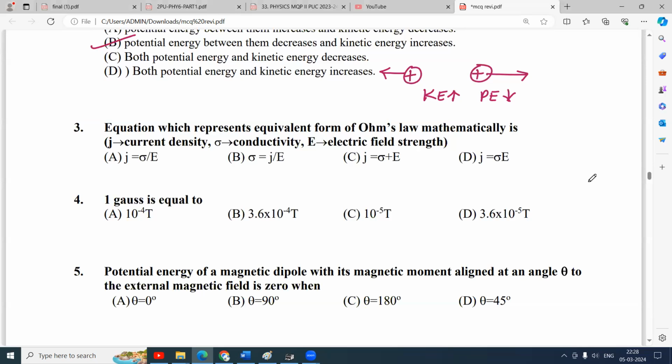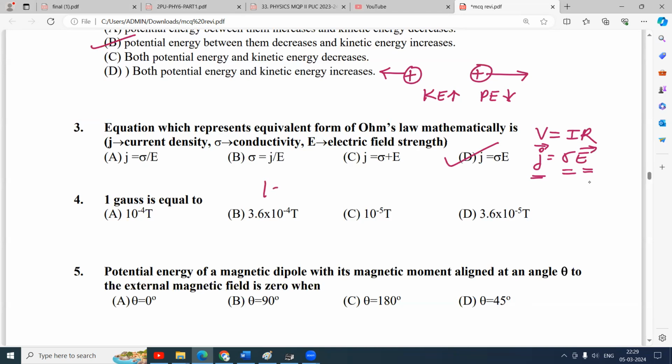Equation which represents equivalent form of Ohm's law mathematically is. You know, Ohm's law is V equal to IR. So another equivalent form of Ohm's law is J is equal to sigma E. If you want to put it in the vector form, sigma is not a vector, electric field is a vector. J is current density I by A, sigma is conductivity, and E is electric field. J is equal to sigma E is the equivalent form of Ohm's law.